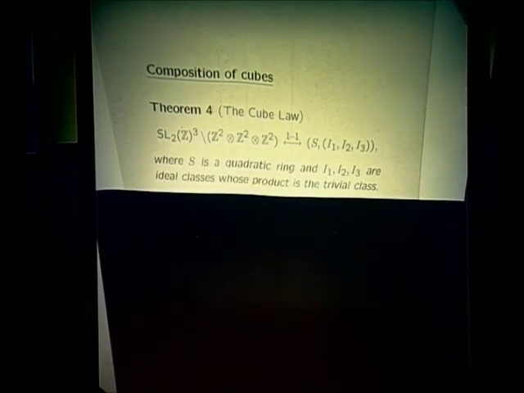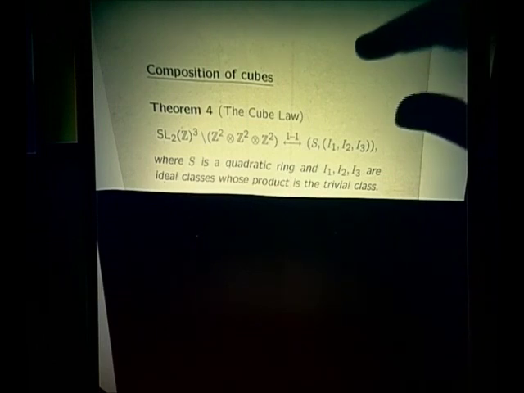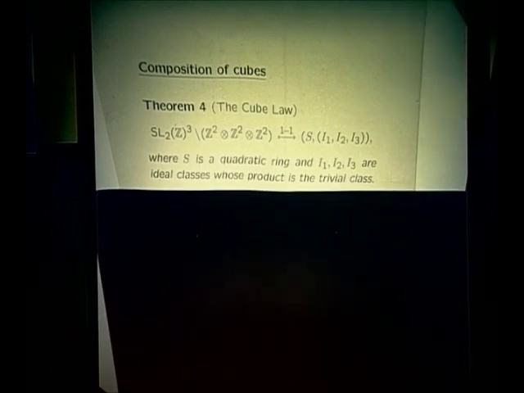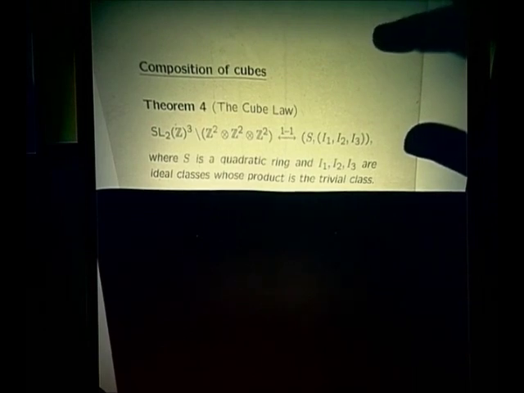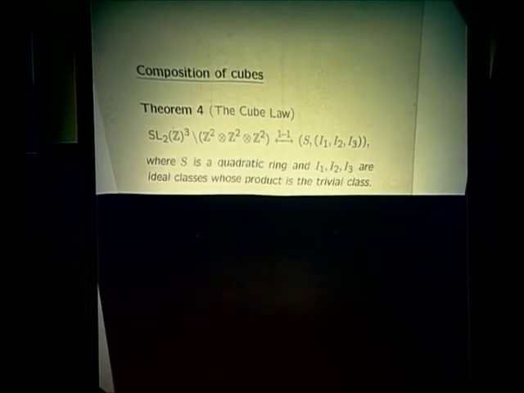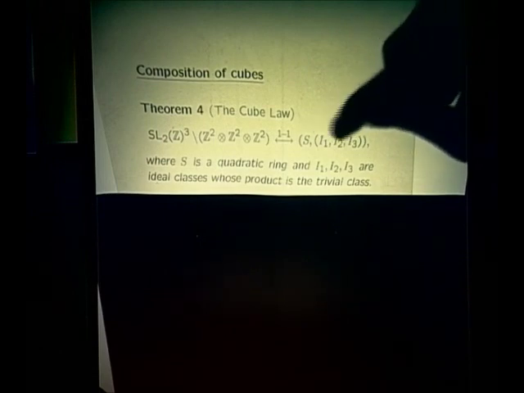Okay. So another way of thinking of this operation is as the solution to an orbit problem, namely the space of cubes, modulo SL2Z cubed, is in one-to-one correspondence with the object being parameterized: a quadratic order together with 3 ideal classes that sum to 0 in the class group.